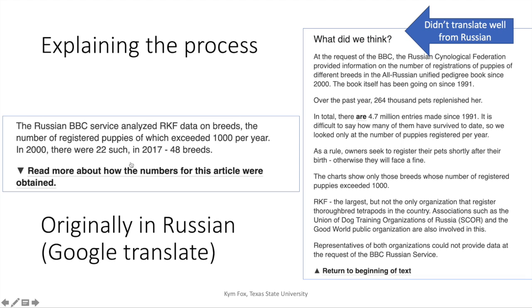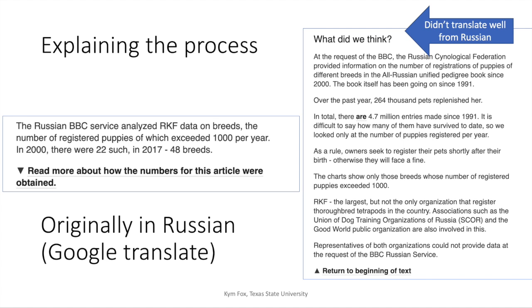The Russian BBC service analyzed the RKF, which is like their AKC sort of animal group, analyzed RKF data on breeds, the number of registered puppies of which exceeded 1,000 per year, right? So if they had a breed that had more than 1,000 puppies registered, that's what they looked at. In 2000, there were 22 such, and in 2017, there were 48 breeds.